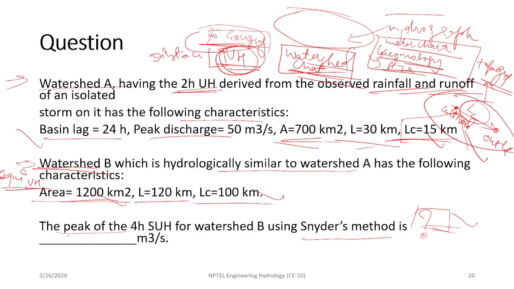Now the question is asking that we have to derive a 4-hour synthetic unit hydrograph for watershed B using the Snyder method. At first we have to derive this. Then they are asking that we have to compute the peak of that unit hydrograph. So the question is all related to QP. QP of what? The 4-hour synthetic unit hydrograph. This is the question.